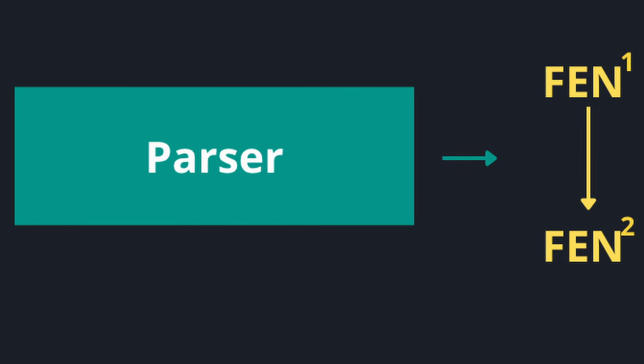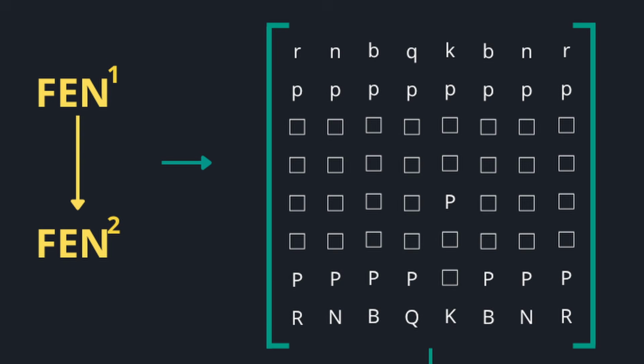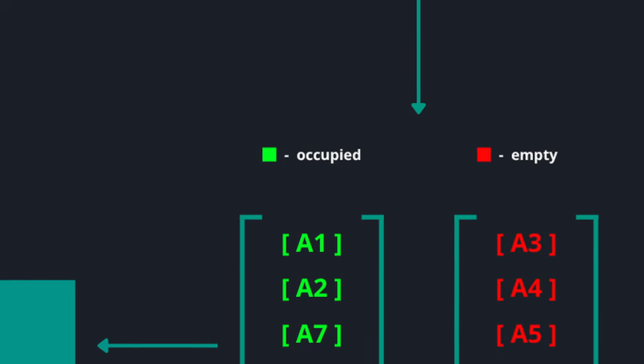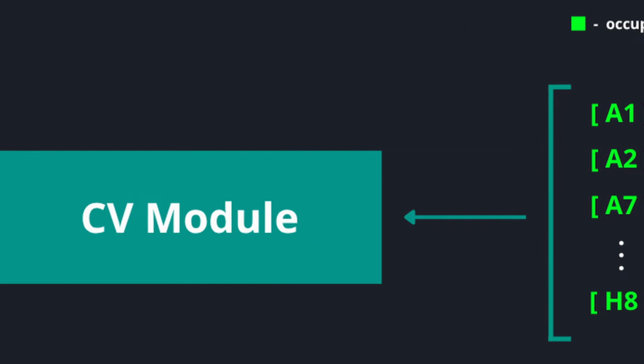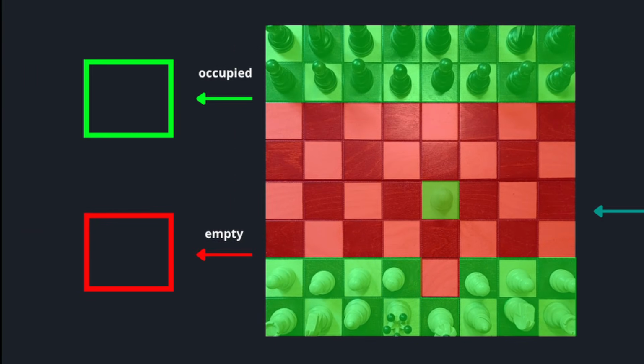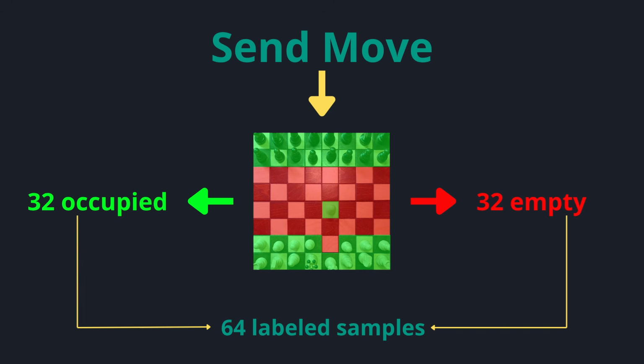First, it reads the move and validates its legality, then creates a new FEN and builds the new occupancy matrix. The collection pipeline grabs a frame from the camera and splits it into 64 squares. Based on the current occupancy matrix, any square the parser marks as containing a piece gets routed to an occupied folder, while squares flagged as empty land in the folder named empty. So typing a single 4-character input automatically creates 64 labeled samples.